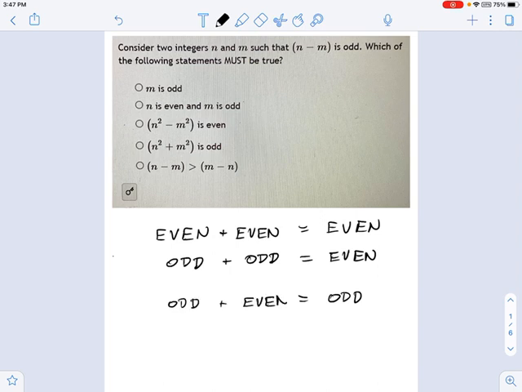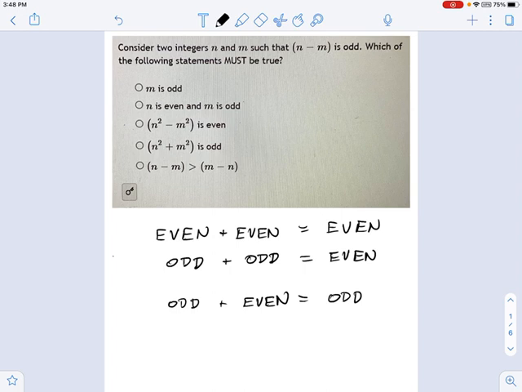Go ahead and test this out if you want. Pick a few numbers, try it out. You'll see it's always true. So we've got some scenario here where you have integers n and m. They're going to be even or odd, I don't know, such that n minus m is odd. Which of the following statements must be true?